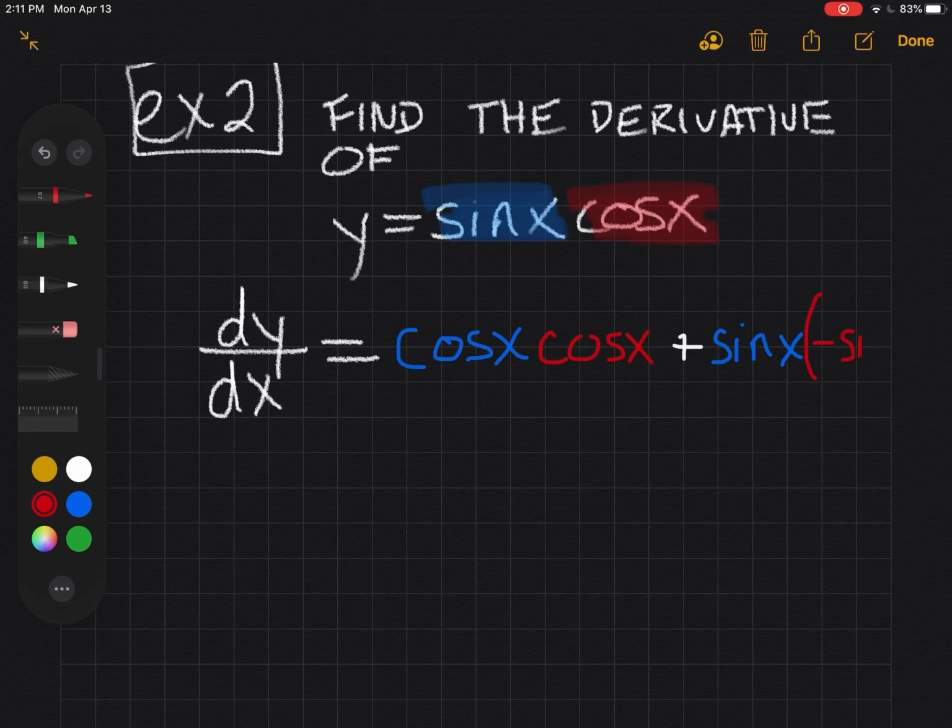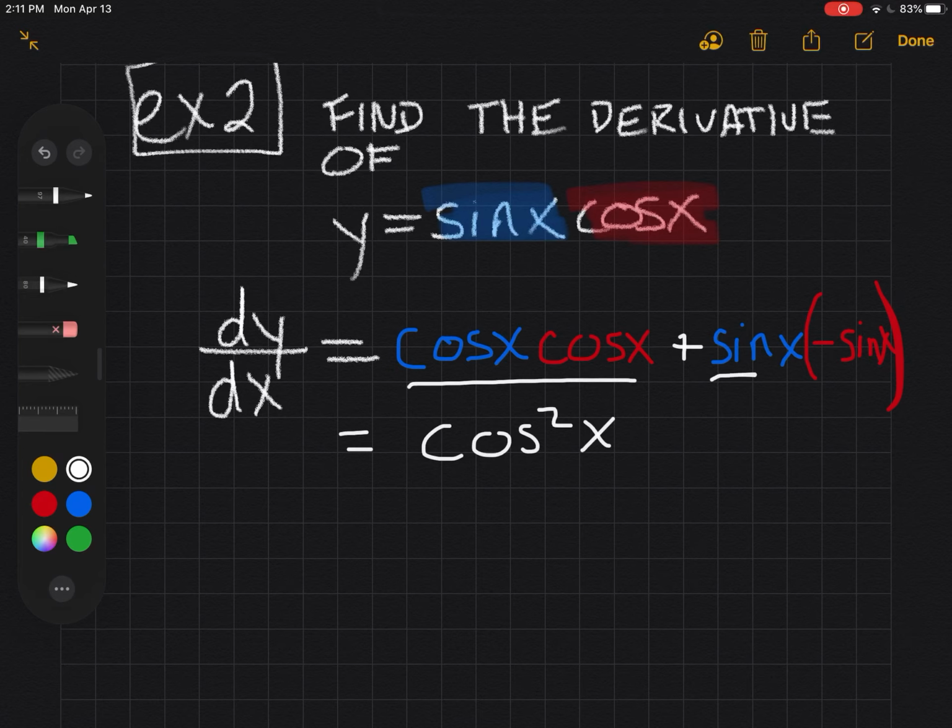And I'm going to add that to my function in blue, sine x, times the derivative of my function in red, the cosine of x. Now remember, when I take the derivative of cosine of x, it actually gives me negative sine x. And so we just have some algebraic simplifying to do here. Cosine of x times cosine of x gives me cosine squared x. Sine of x times sine of x gives me sine squared of x. And because I have a negative times a positive, this is going to give me minus sine squared of x.